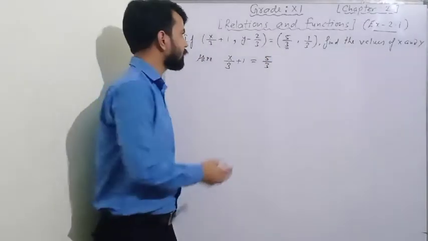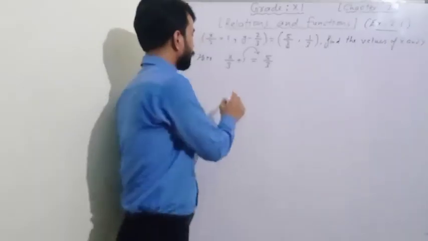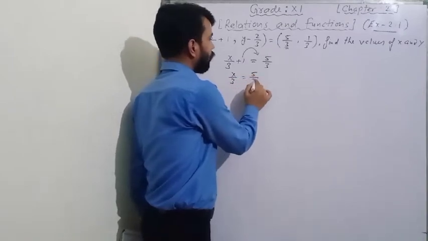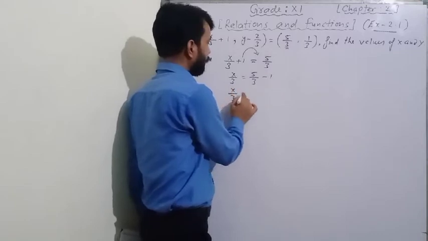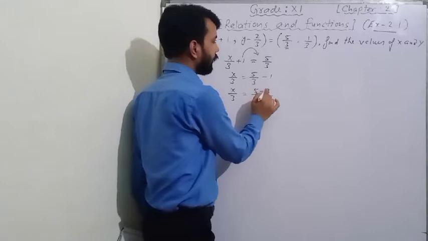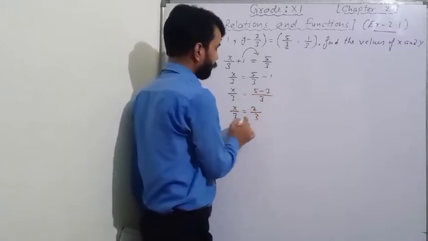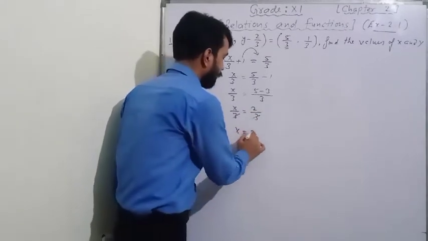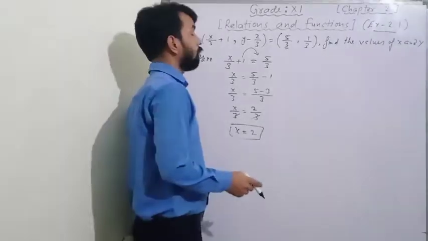We have to find x, so this 1 we will shift to the right hand side. So we will get x upon 3 equals 5 upon 3, and this positive 1 will be negative 1. Now x upon 3 equals, taking the LCM, 3 is the LCM, so 5 minus 3. Now x upon 3 equals 2 upon 3. This 3 and this 3 can be cancelled. So the value of x is 2. x is 2. Now we have to find the value of y.